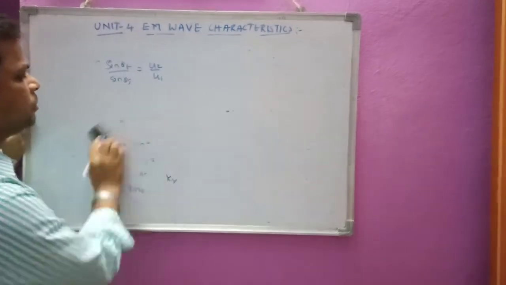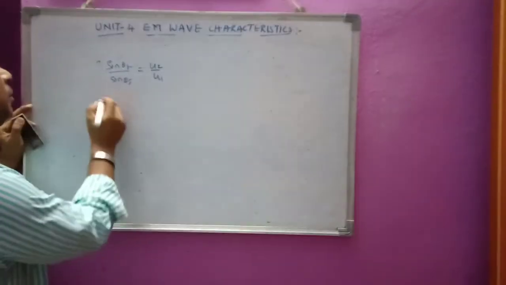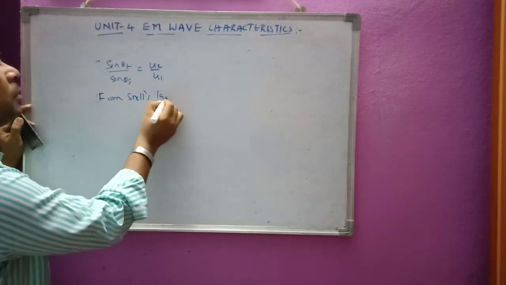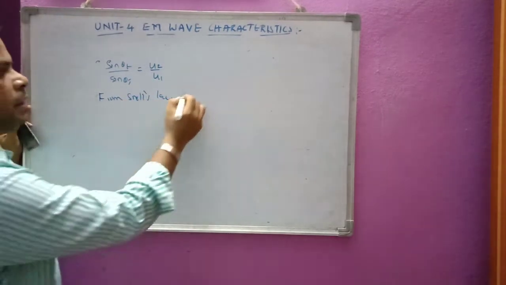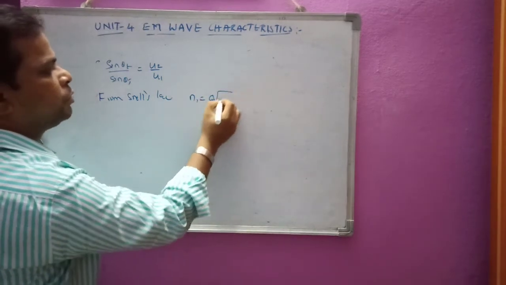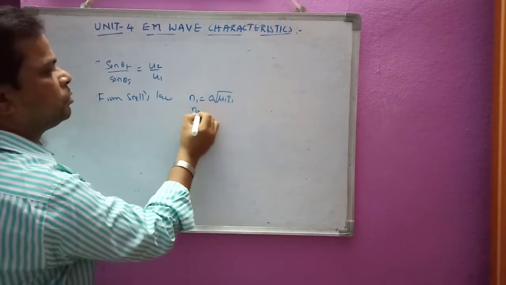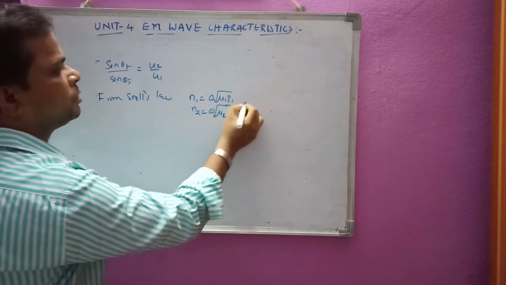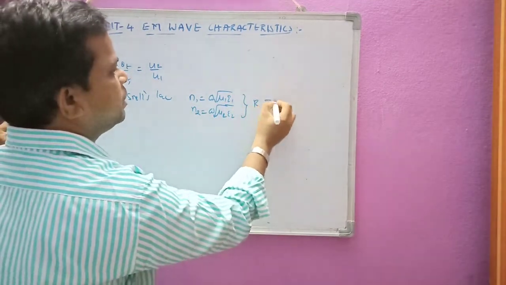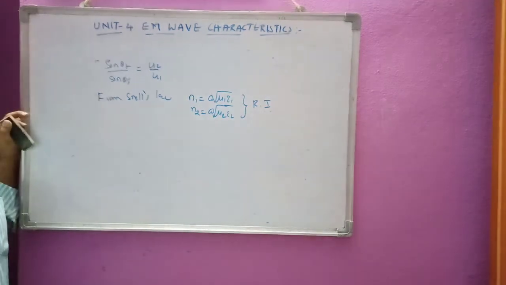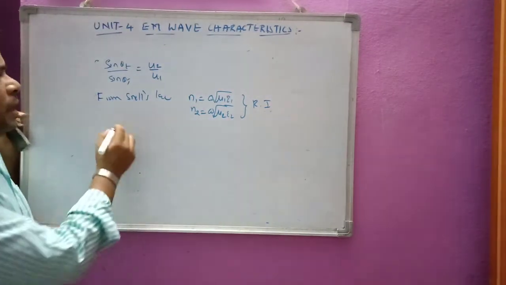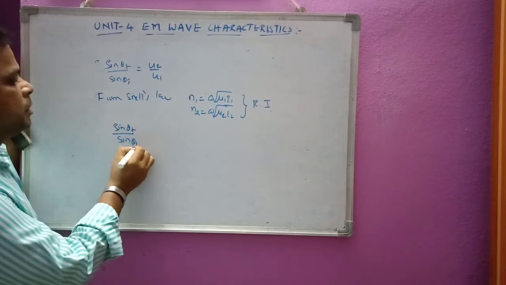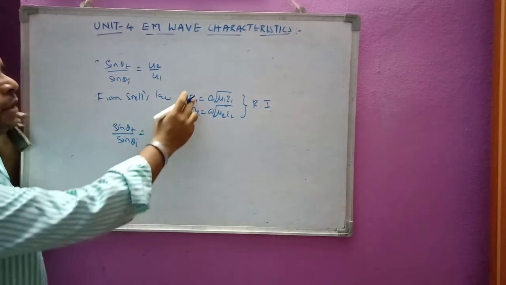Snell's law we already know. From Snell's law I can write n1, that is omega square root of mu 1 epsilon 1, and n2, mu 2 epsilon 2. These are the refractive indices we are having here, n1 and n2. Now I can write it as sin theta t by sin theta i. So these are the important formulas which you have to take.